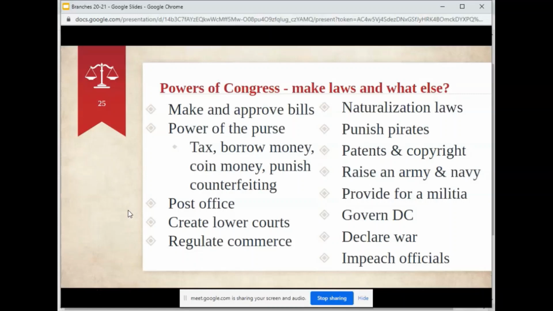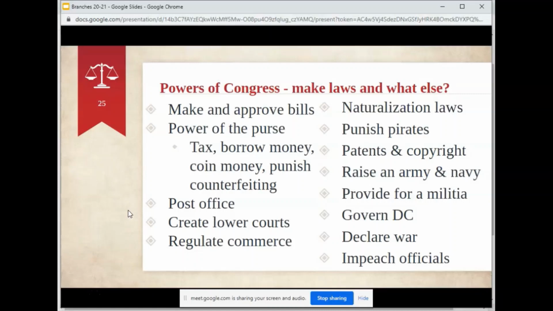Naturalization laws. Congress has the ability to determine what process is required to become a United States citizen. Right now, it includes living in the country for a minimum of 10 years for a regular citizen, the basic path. You have to pass a citizenship test, go through a background check, and then give an oath to be honest and faithful and dedicated to the United States of America.